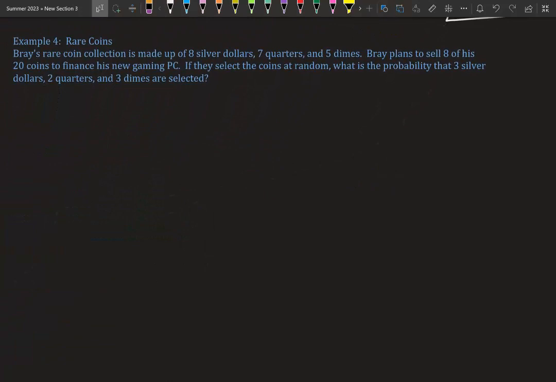Alright, our last example of 11.9 is extremely similar. Like the example 3 was very similar to the combinations at your local restaurant, but example 4 is exactly like it, but just using combination probability. So we have a rare coin collection. It's made of 8 silver dollars, 7 quarters, and 5 dimes. We plan to sell 8 of the 20 coins to finance a new gaming PC. If they select the coins at random, what is the probability that 3 silver dollars, 2 quarters, and 3 dimes are selected?